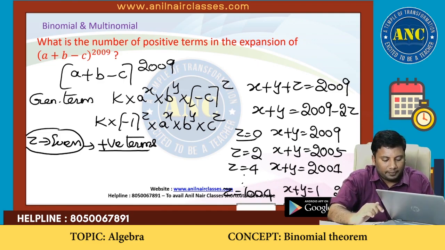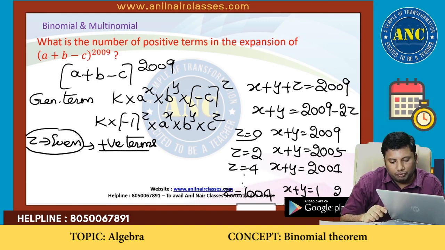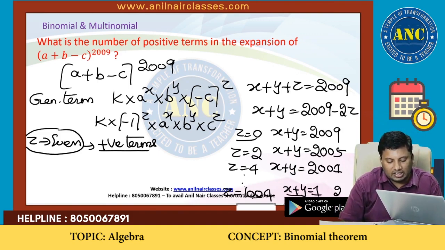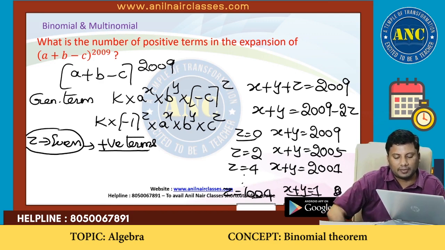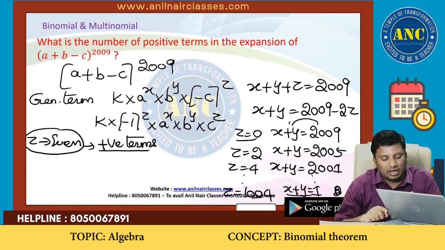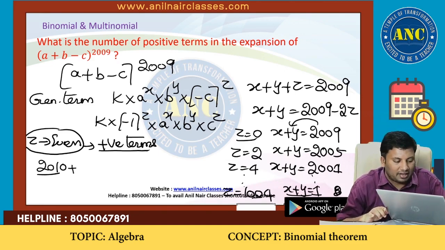It is nothing but 1 plus 0, or 2009, 2005. All will be decreasing, so the last value is 2004. 2009 minus 2008, x plus y is equivalent to 1. Now see here, sir. Like that it will continue. 2009 plus 2, 2011. 2011 means I got 2010 positive integral solutions. 2005 plus 2, 2007.